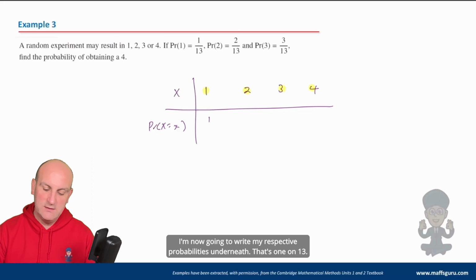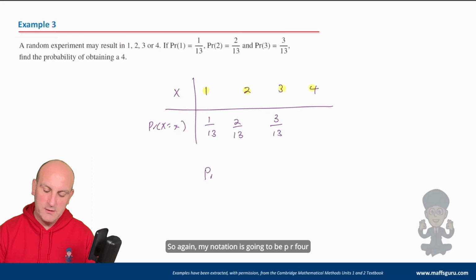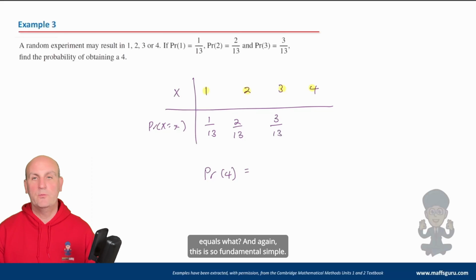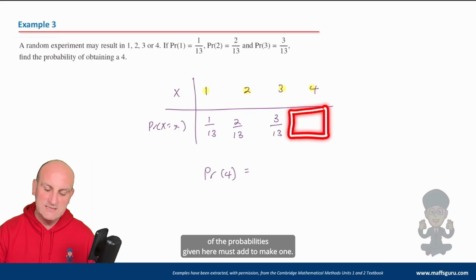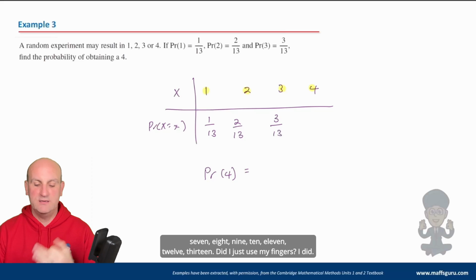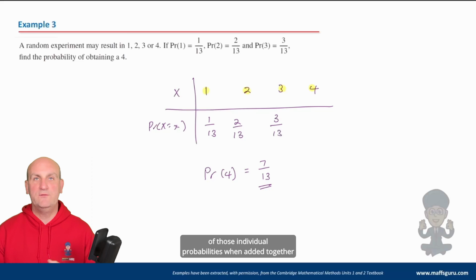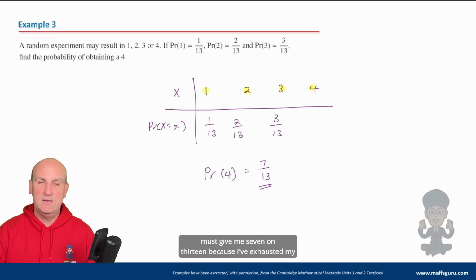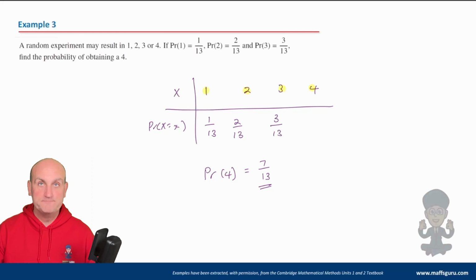respective probabilities underneath. That's 1 on 13. What did that become? 2 on 13. And that's going to be 3 on 13. Find the probability of attaining a 4. So again, my notation is going to be Pr(4) equals what? And again, this is so fundamental, but again, a number of people don't realize that all of the probabilities given here must add to make 1. So I've got 1, 2, 3, 4, 5, 6, 7, 8, 9, 10, 11, 12, 13. Did I just use my fingers? I did. So that would have to be 7 on 13, because all of those individual probabilities, when added together, must give me 1, because I've exhausted my sample space with the numbers 1, 2, 3, and 4.